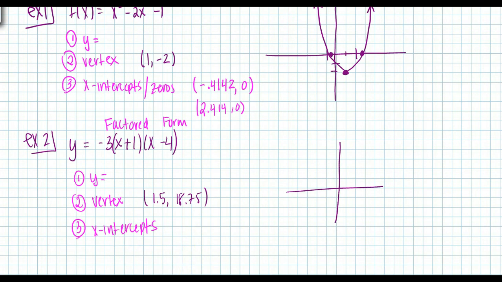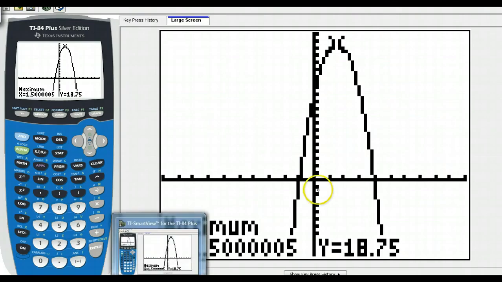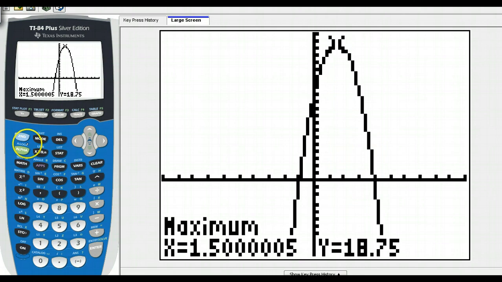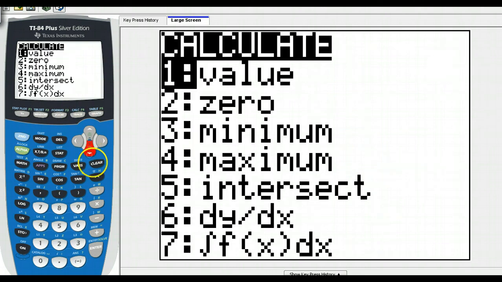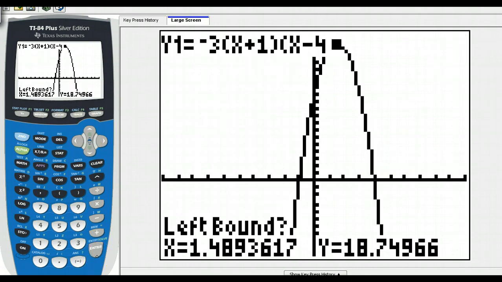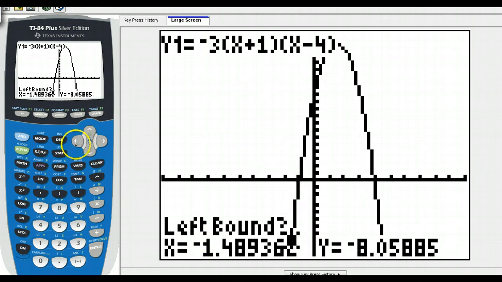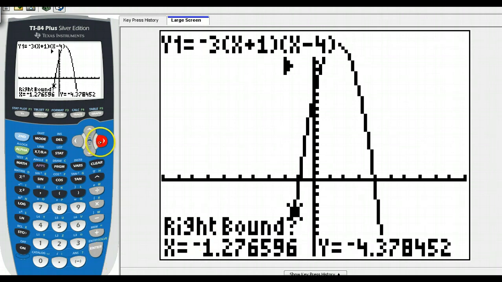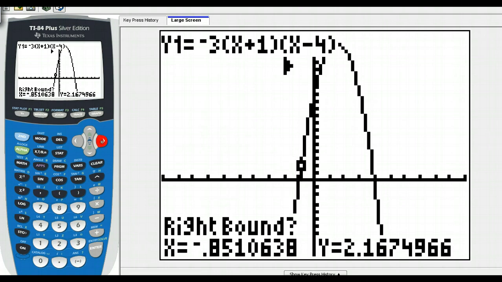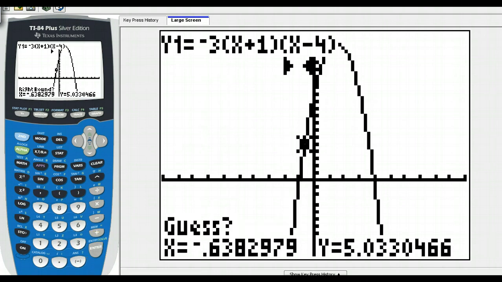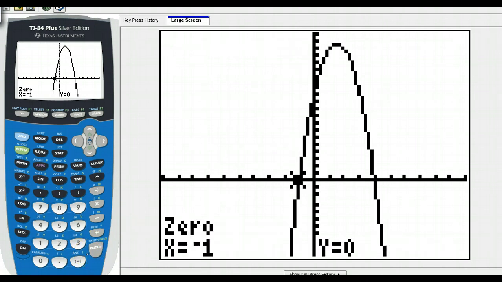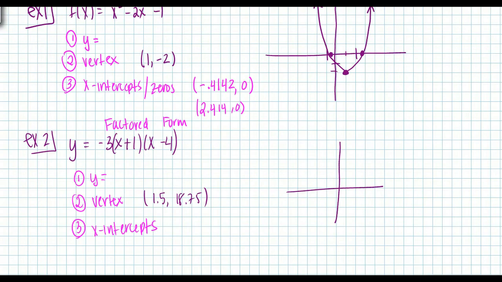Now, our x-intercepts. We can go through the process to find the zeros. So second calc, 0. And I'm going to find the one on the left first. So I'm going to put my cursor as close as I can. I don't get exactly on it, but I get pretty close. So left bound, go to the left twice, enter. Right bound, go on the other side of that 0 to the right, press enter. So this one is negative 1, 0.